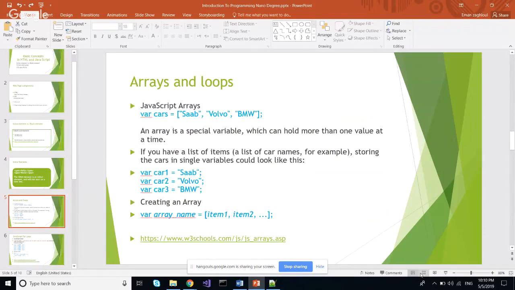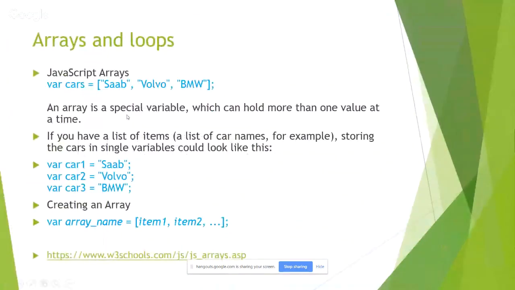And now the next concept is arrays and loops. What are arrays? A JavaScript array is written like this: var, which is the type of the variable, called cars, that holds an array. This is the syntax of creating a new array by using square brackets and adding whatever elements inside the square brackets. An array is a special variable which can hold more than one value at a time.